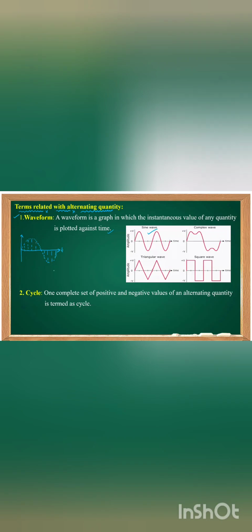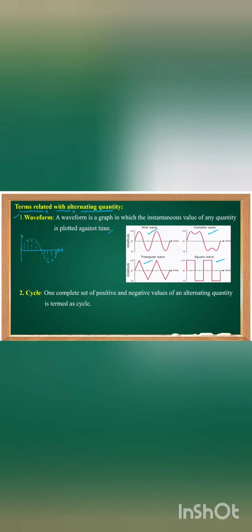Yeah, this is one waveform. This is sine wave. This is also waveform, complex wave. It is also waveform, triangular wave. It is also waveform, square wave. Like that, so many types of waveforms are there. What is the definition of waveform? A waveform is a graph in which the instantaneous value of any quantity is plotted against the time. That is called waveform.